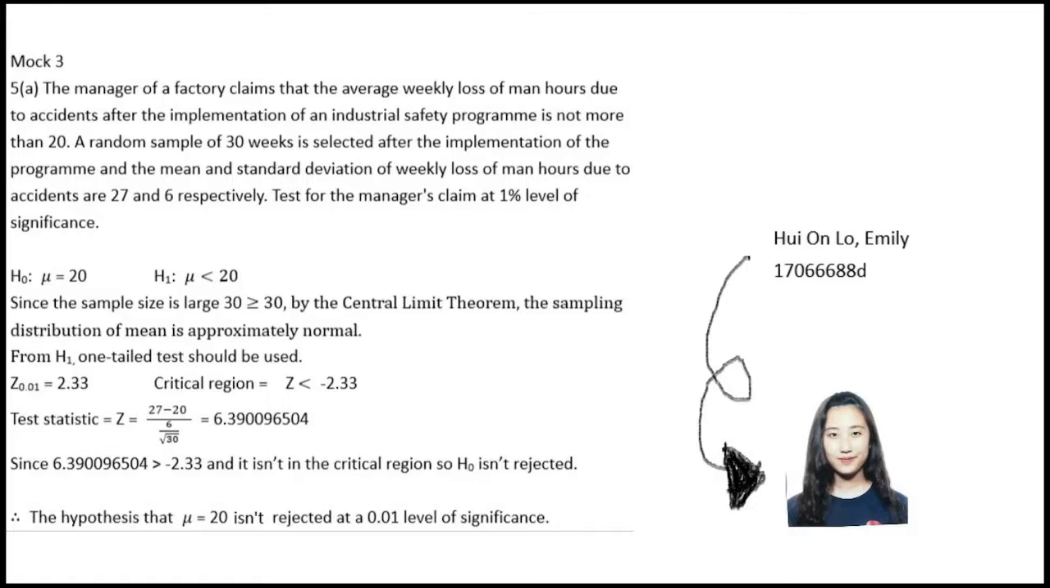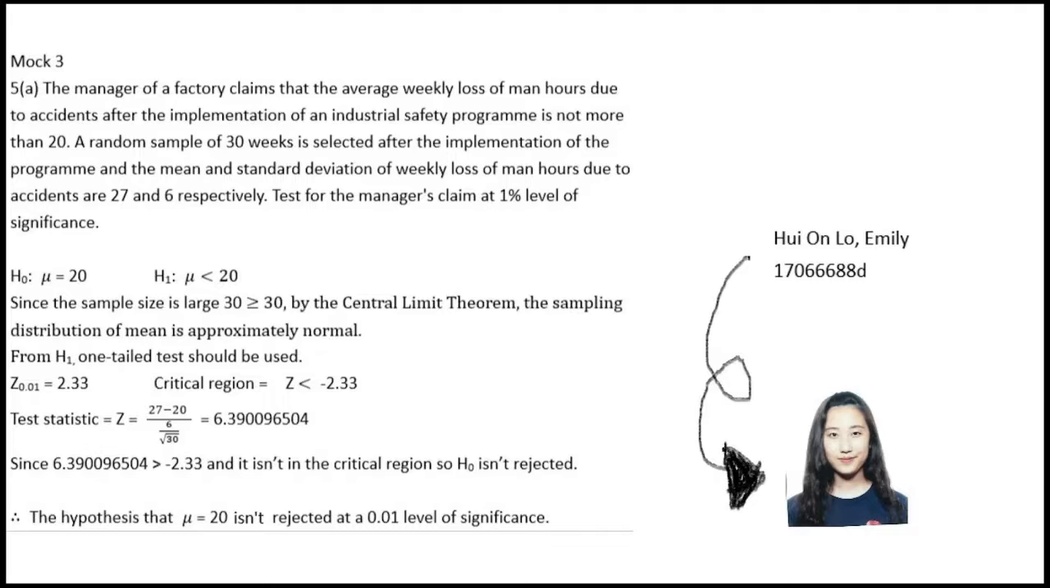According to the question, we can see that the null hypothesis is mu equal to 20, and the alternative hypothesis is mu smaller than 20. Since the sample size is big enough, which is 30, by the central limit theorem, the sampling distribution of mean is approximately normal. From the alternative hypothesis, a one-tailed test should be used. The standard score of 0.01 equals 2.33, and the critical region will be z smaller than negative 2.33.